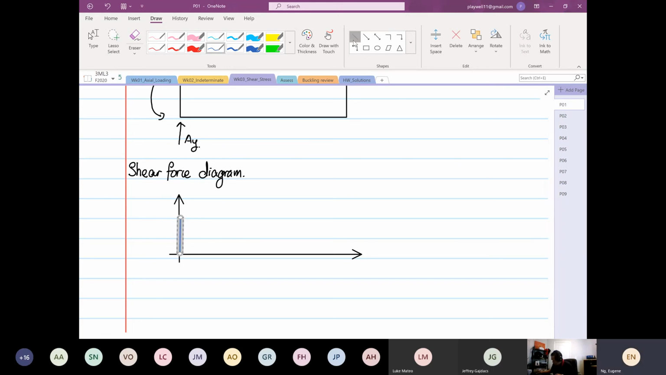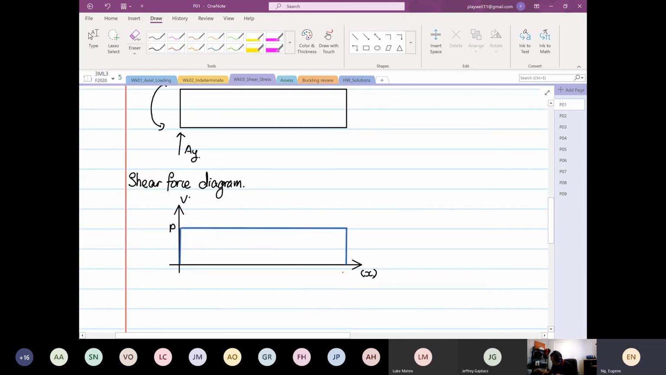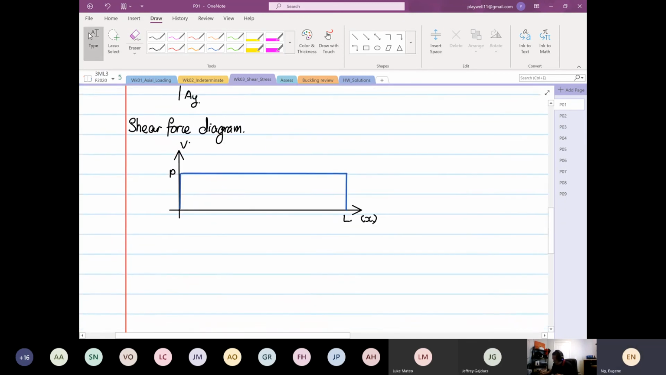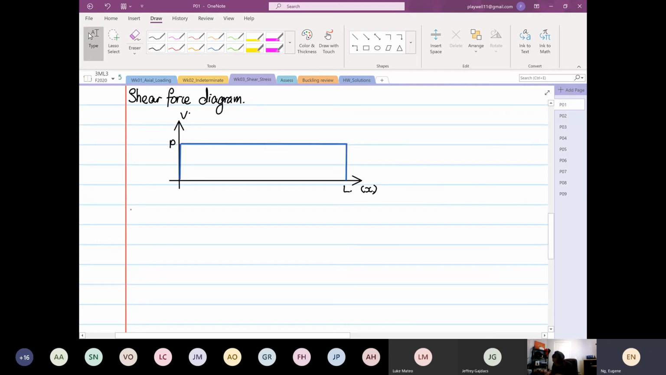Then there'll be a straight line across, okay? And then it will come down, okay? So this shear force that we see has a magnitude of P. So this is in terms of V, and this is in terms of X, and up to here is our certain length, which we call L, right? So that is the shear force. And then the next diagram that we can construct is known as the bending moment diagram.